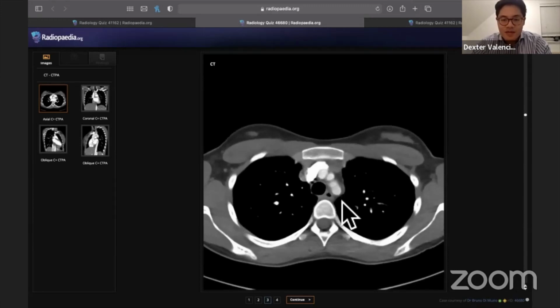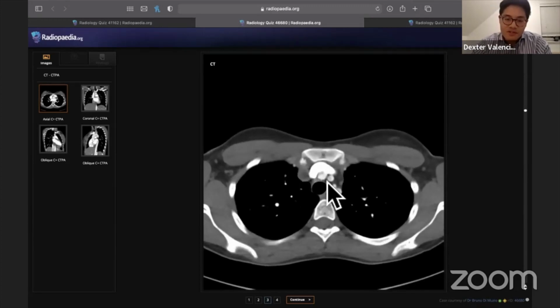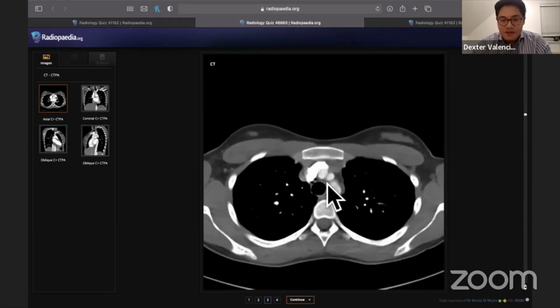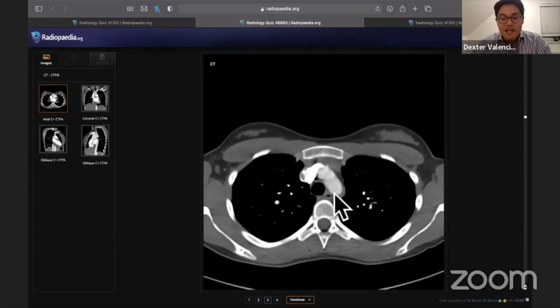Normal anatomy would be 3 main branches. The first one would be going towards the right arm and the right side of the neck. So that's the right brachiocephalic artery. The next one would be the left common carotid artery. And the last one should be the left subclavian.